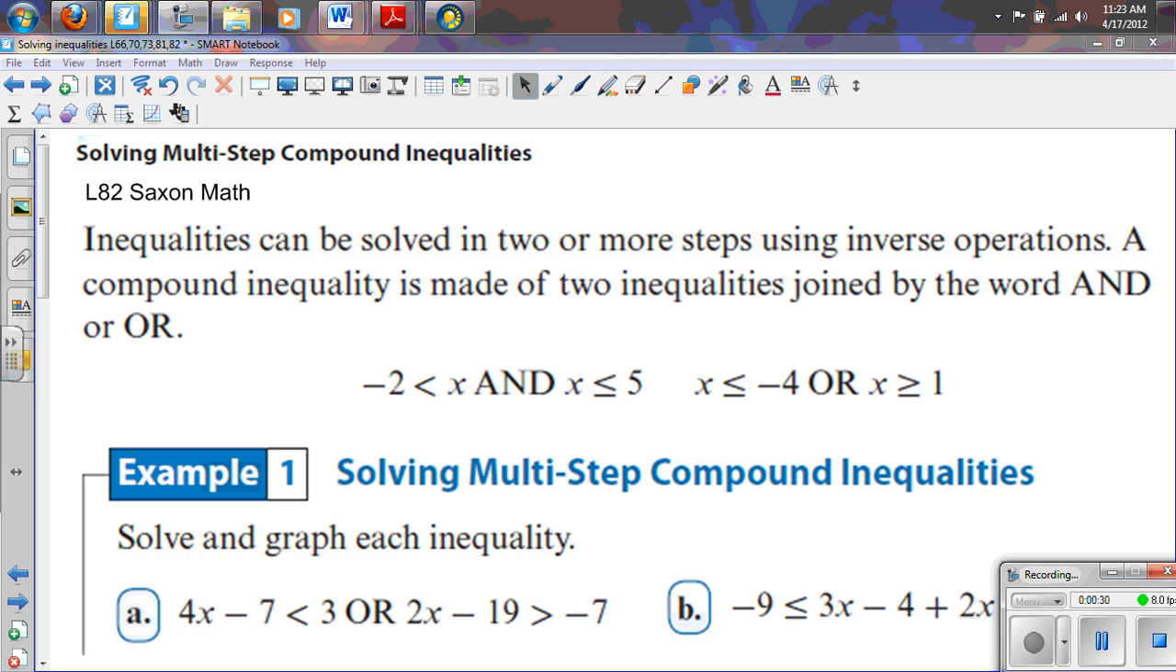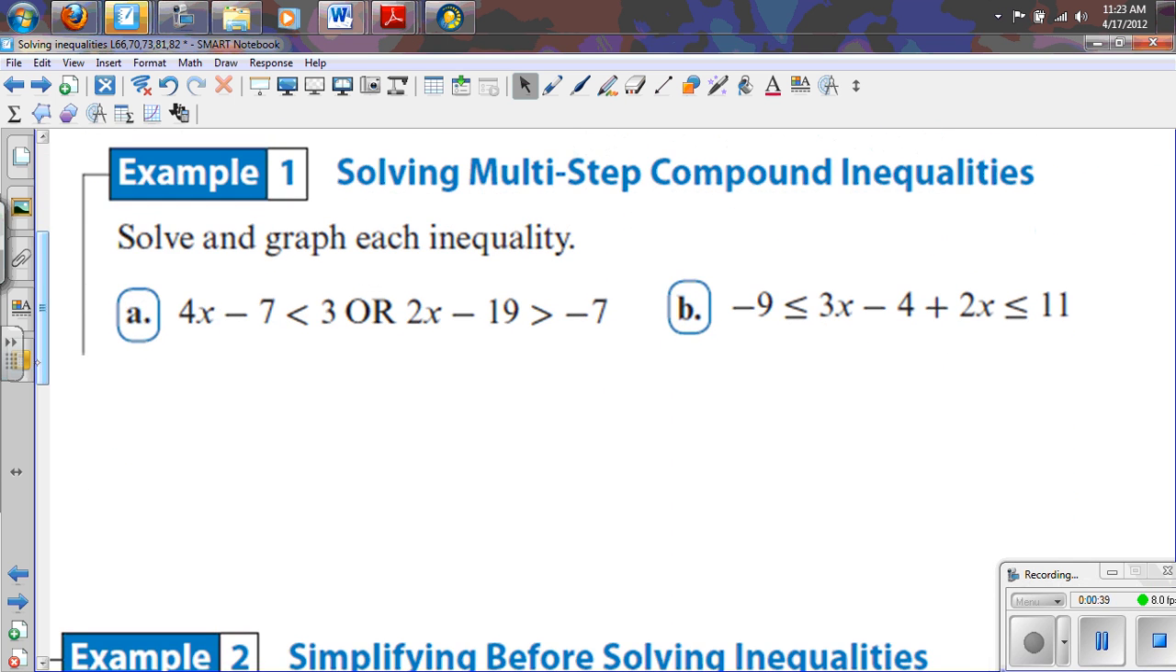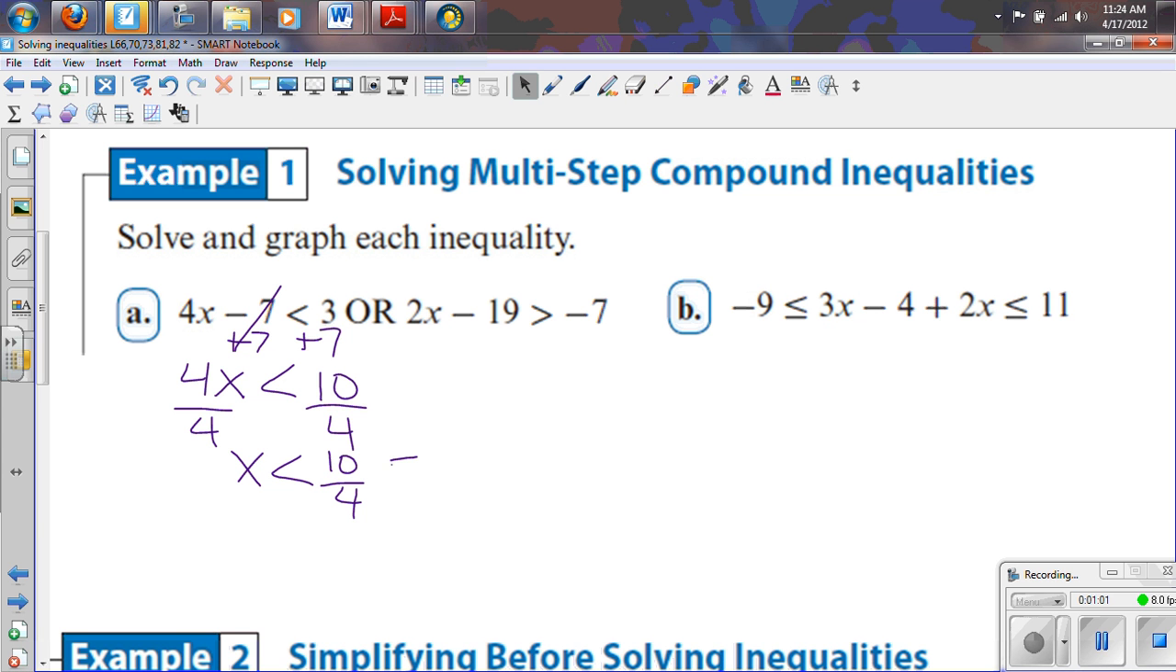And so we can use this with the and or steps that we've done before. Here are a couple compound inequalities that we need to solve. We can solve this or one by solving each part. We would add 7 to both sides of this one, and then we would get 4x is less than 10. We divide by 4, so x is less than 10/4, which we need to reduce to 5/2. So x is really less than 5/2.